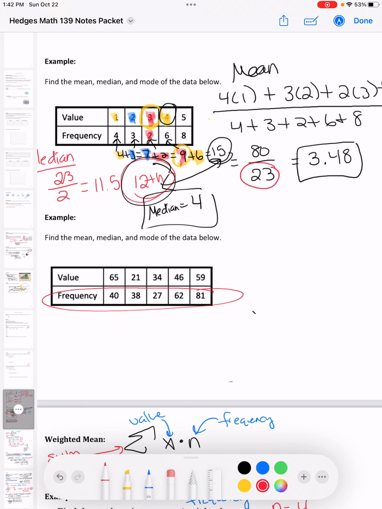For instance, I would have to write the number 65 40 times. 65, 65, 65, 40 times. I don't want to do that. I don't want to make a list of 248 numbers. So I'm not going to do that. The other thing that's different about this one is up here, my values were in numerical order.